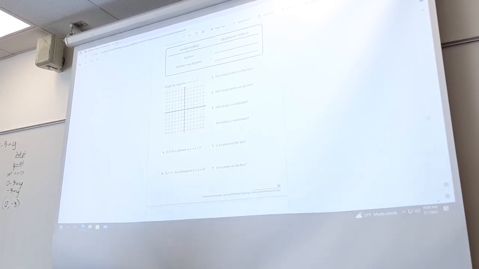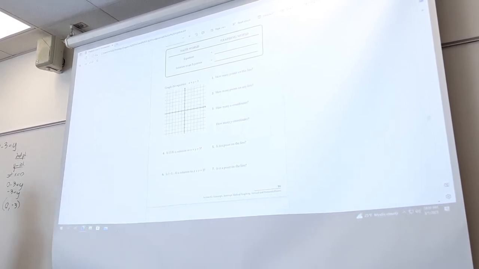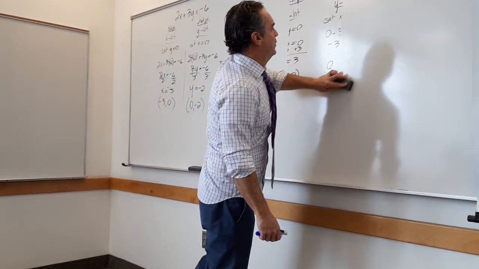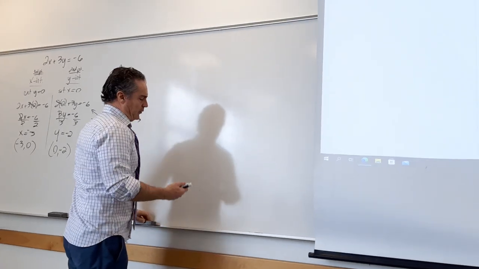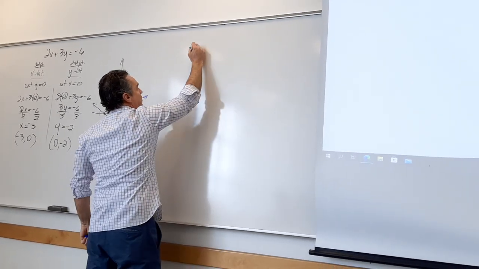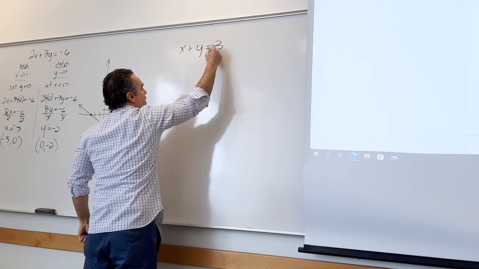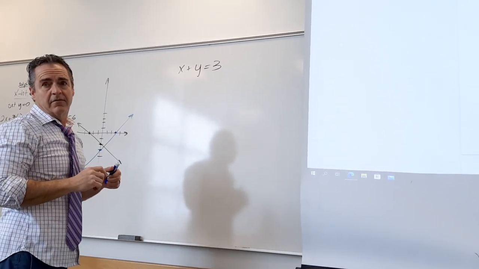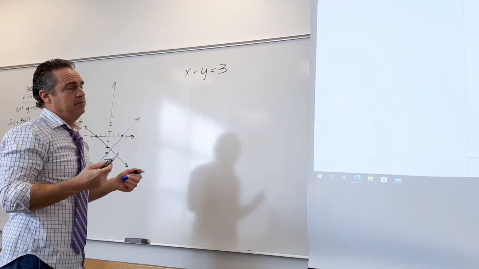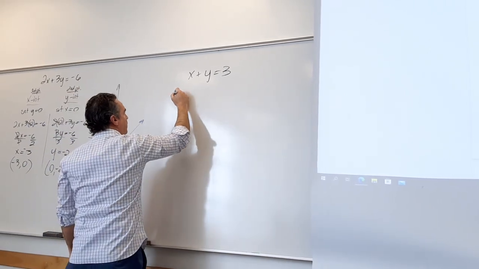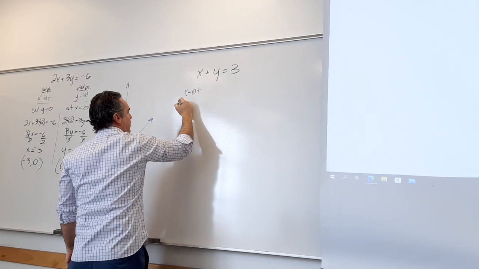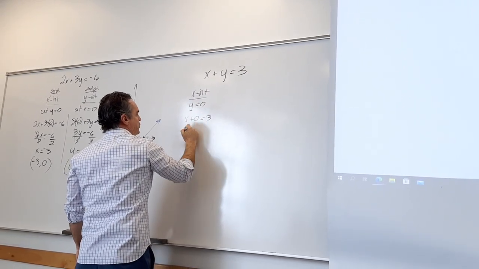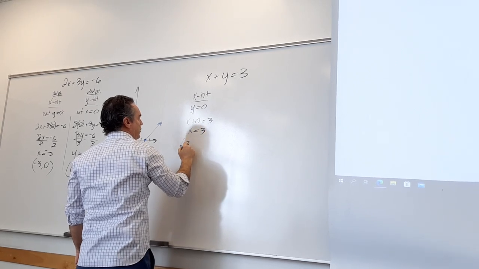Let's graph the equation x plus y equals 3. What method do you guys want to use? Let's go intercept. If I want to find the x-intercept, what do I set equal to 0? y equals 0. So I have x plus 0 equals 3, which makes x equals 3. That was easy. 3 comma 0.